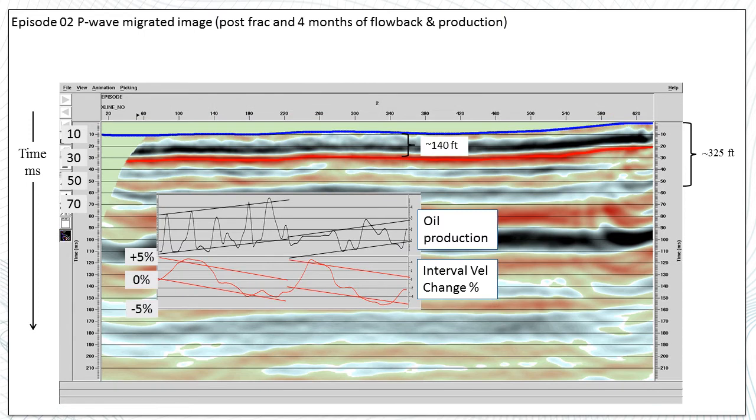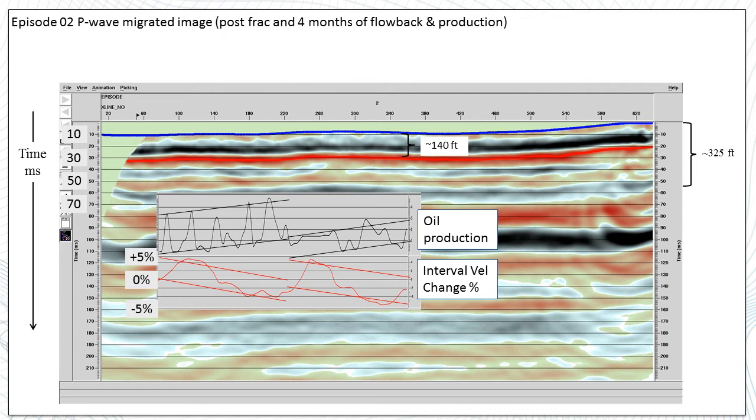In this slide, we show the results of measuring the change in interval velocity between the baseline seismic survey and the first seismic survey 4 months later, in the upper 140 feet of the section just below the pipe. The horizontal well is that blue line at the very top, and about 140 feet down we see another reflector, a red reflector, and we measure the percent change in interval velocity between those 2 seismic surveys.